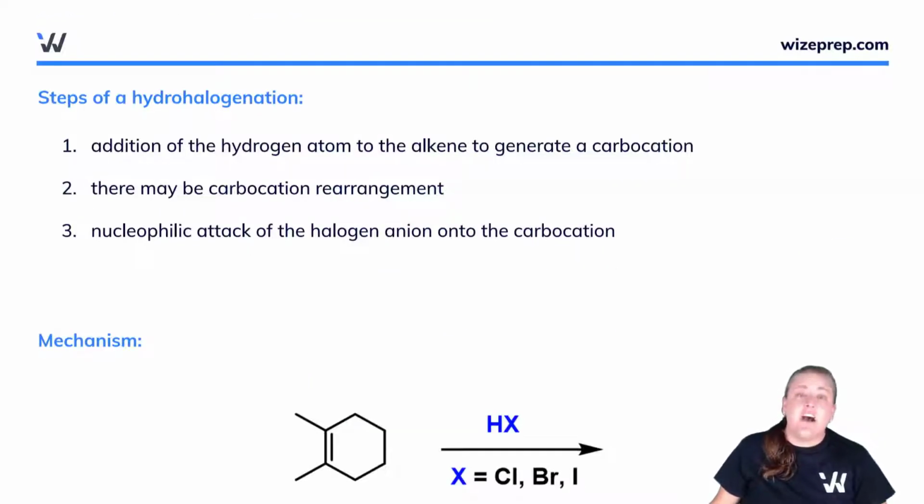So the steps of a hydrohalogenation are as follows. First, there's addition of the hydrogen atom to the alkene to generate a carbocation. There may be carbocation rearrangement, which you'll see covered later in this section. There is then nucleophilic attack of the halogen anion onto the carbocation. Let's take a look at how this would work with this example here.